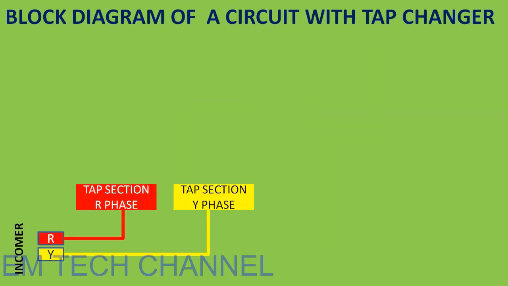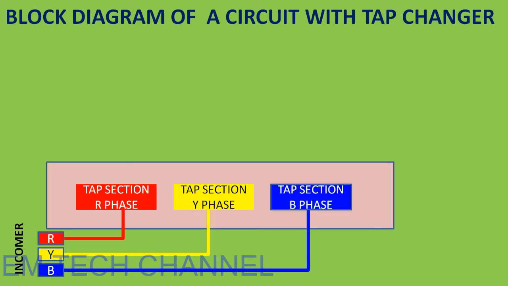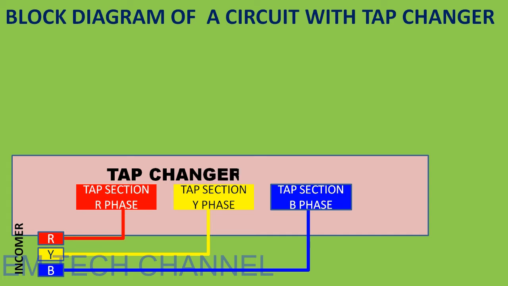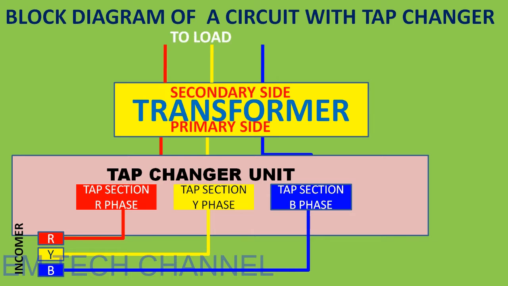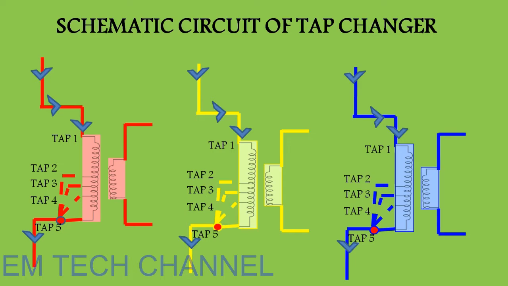We have the tap section for R phase, tap section for Y phase, and tap section for B phase, and these three put together come under the tap changer unit. From the tap changer, the winding is connected to the transformer primary side, and this is the secondary side, and the secondary side is connected to the load. This schematic circuit of the tap changer is for understanding purposes; in the actual case the circuit of the tap changer will vary, and I will show you in the coming slides.